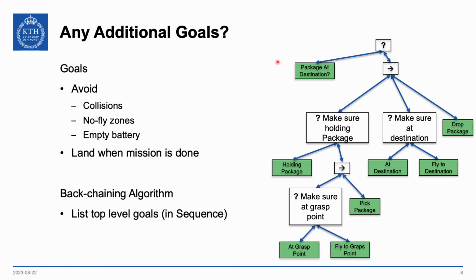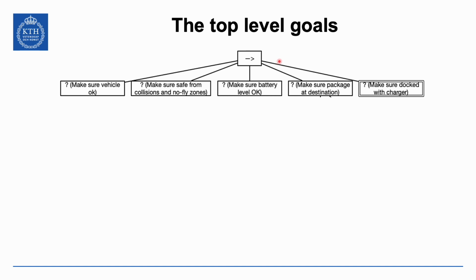actually put in sequence. So the backchaining algorithm doesn't just backchain as we did to create this subtree. We list a set of top level goals, such as these, in a sequence, and then we pick each of these goals, and then we do backchaining to get a subtree like this. So listing these goals, then we do backchaining of those. So listing goals would be like this, maybe.